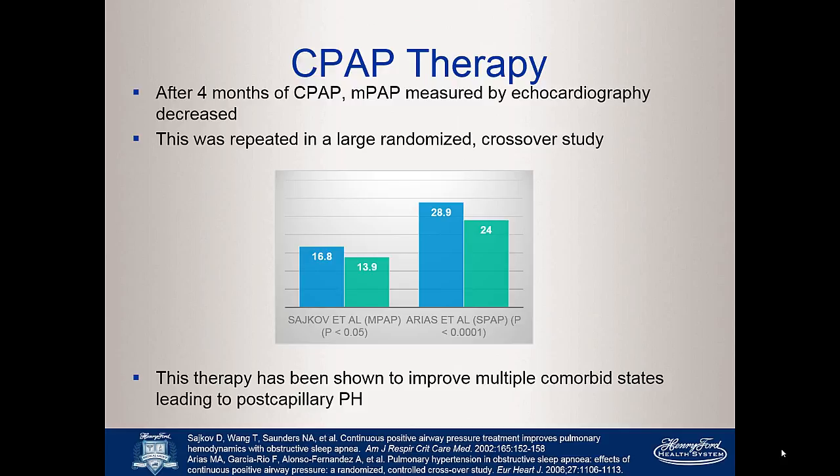This study was repeated with a lot more patients, but again using echocardiograph data, and still a significant decrease from a systolic pressure of almost 29 down to 24. Again, we know that CPAP therapy does improve all the comorbid states that may lead to PH also.